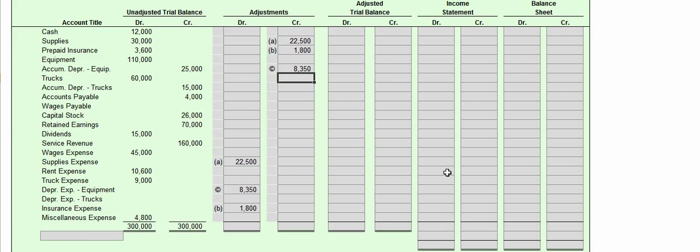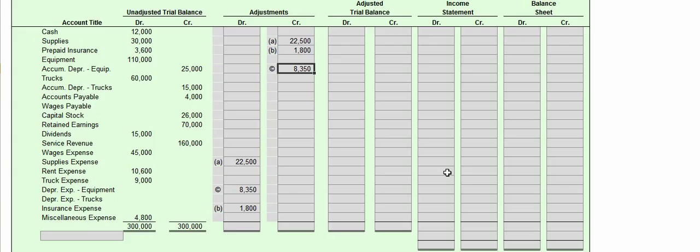But on this third adjusting entry, we're going to debit depreciation expense equipment to increase its balance, and credit the contra asset account accumulated depreciation equipment to increase its balance.